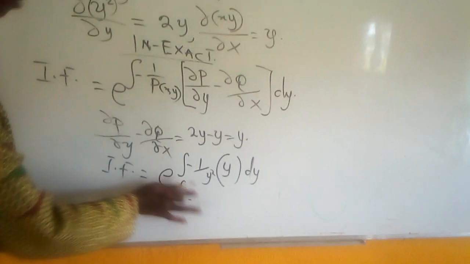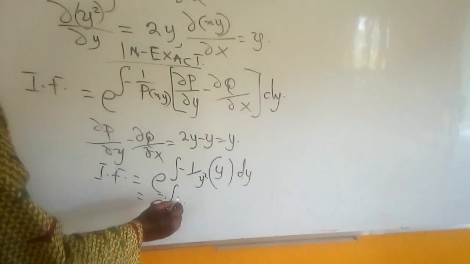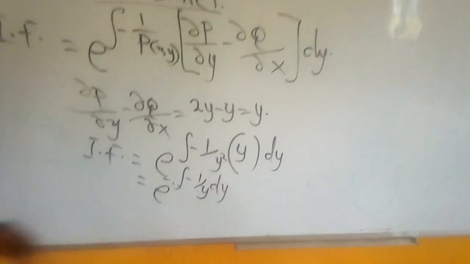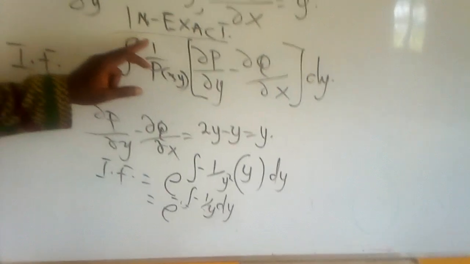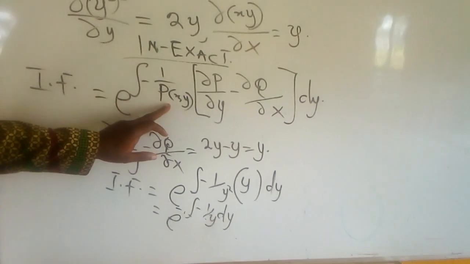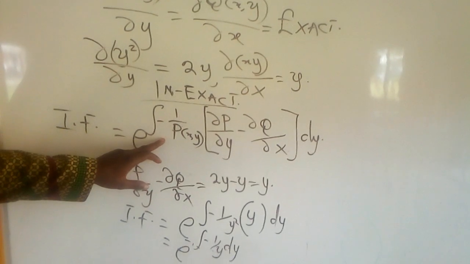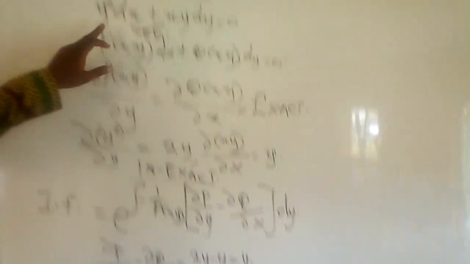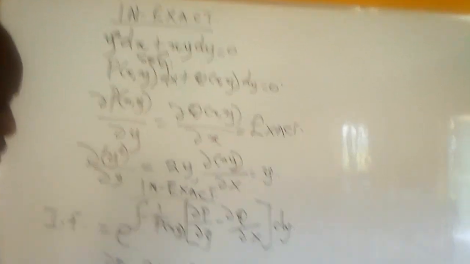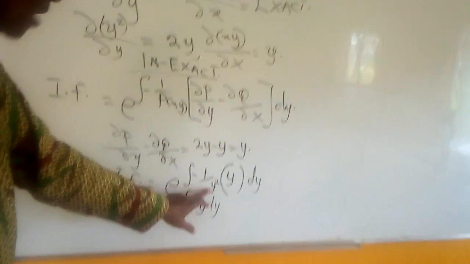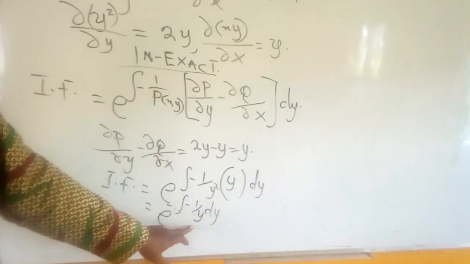So if this y squared is used, that is to say, here becomes minus 1 over y dy. What I mean is that the formula is 1 over p function of x comma y, and the value for the p function is y squared. So that y squared is p, it's not differentiated. So we have to put y squared here. And y into y squared, you get y.